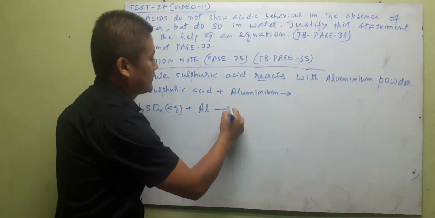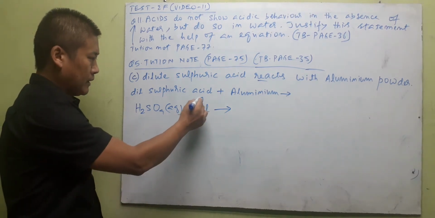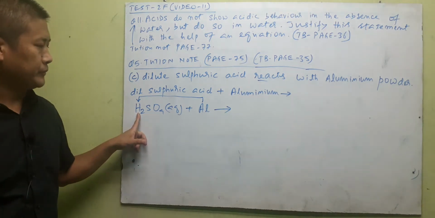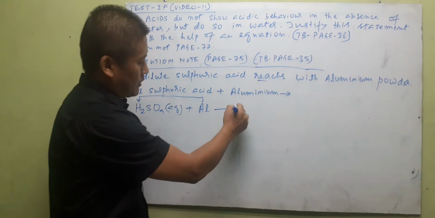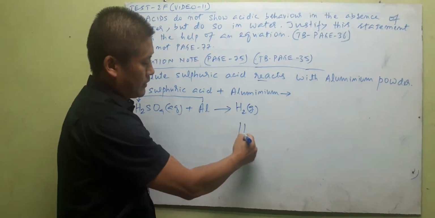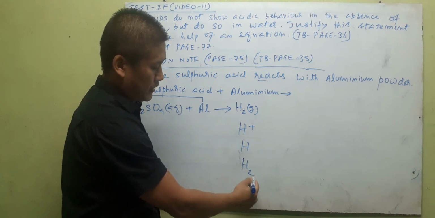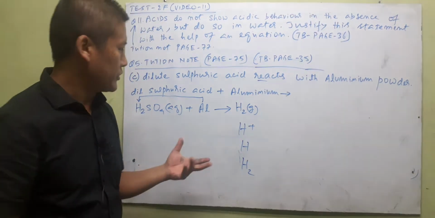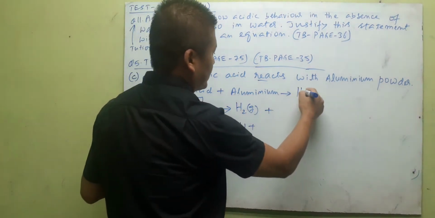Okay, go to page 47 of your textbook, then you will find that the aluminum metal is definitely above hydrogen, which means it's more reactive than hydrogen. In other words, it can replace this hydrogen and make it come out here as hydrogen gas. So this is hydrogen ion, this is hydrogen atom, this is hydrogen or hydrogen gas. Hydrogen means hydrogen gas.